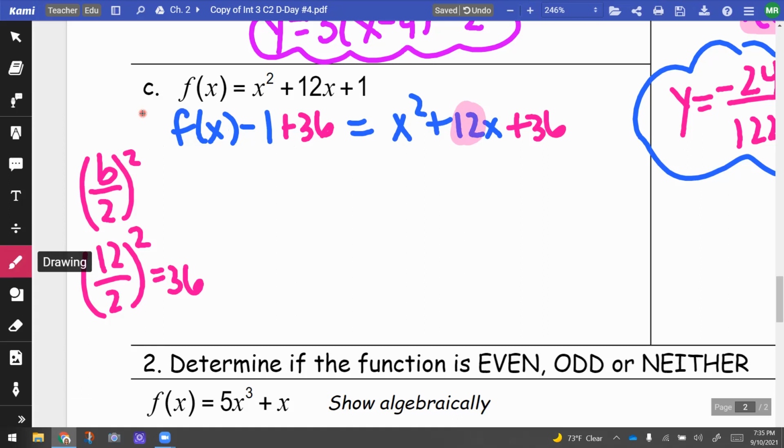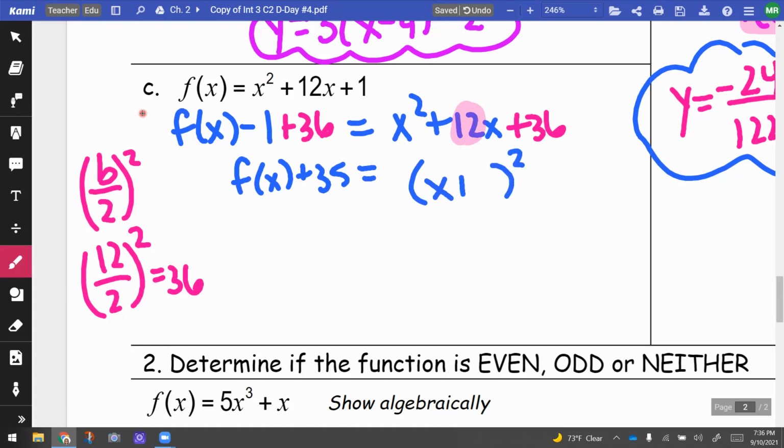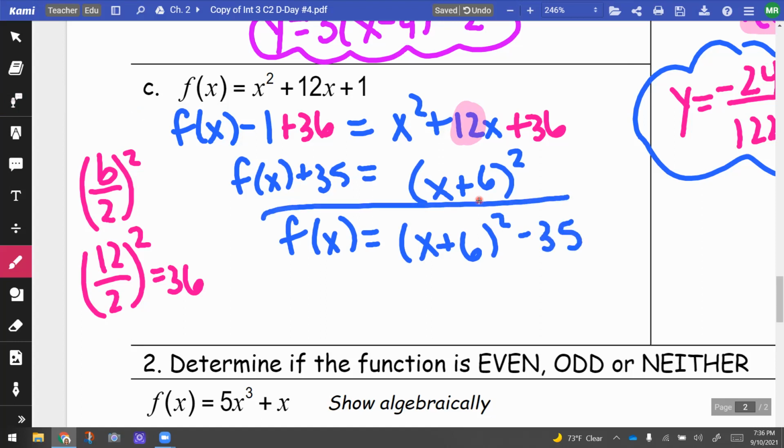So when I do this math, I get f of x plus 35 is equal to a quantity squared. It is an x plus, and it's going to be this b over 2, this 12 over 2, which is a 6. Last step is to subtract my 35. And there you go. There's your equation in the nice graphing form.